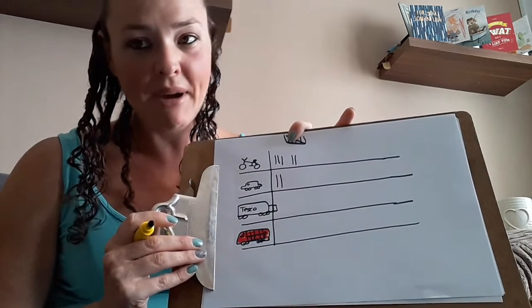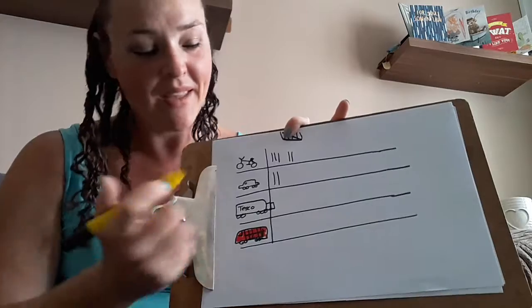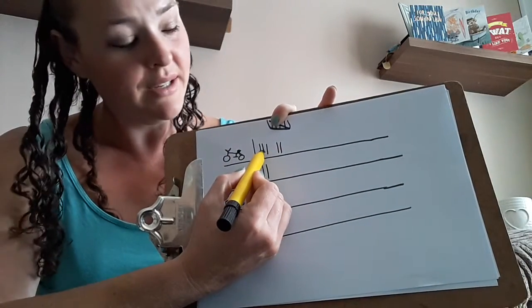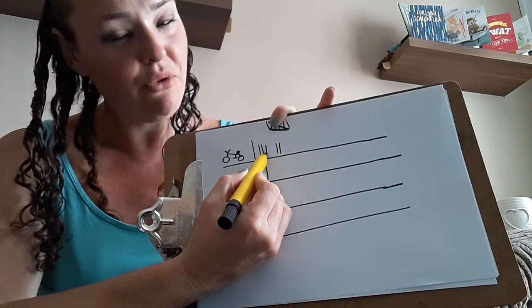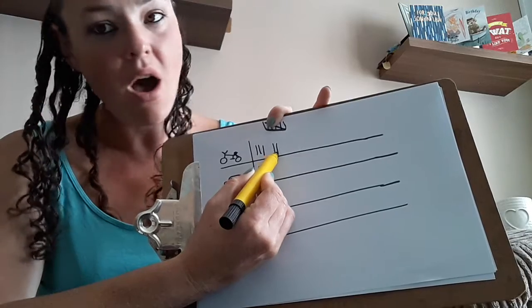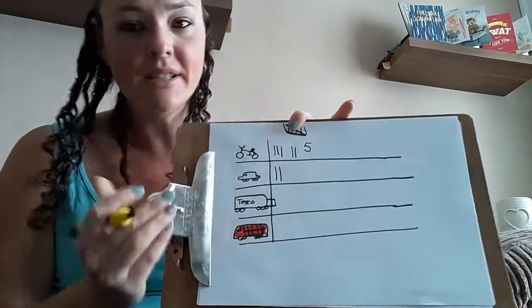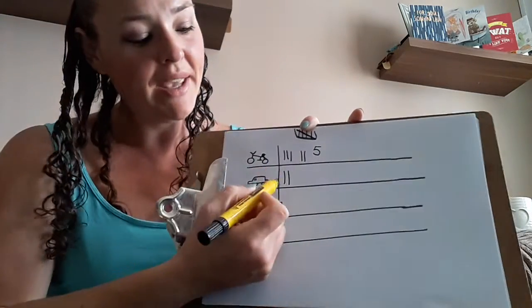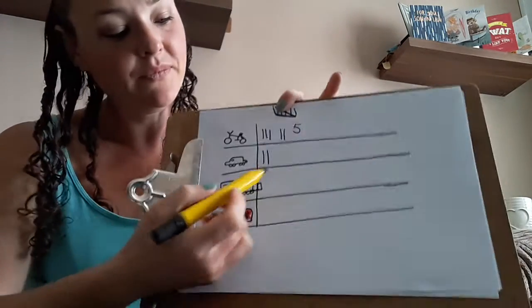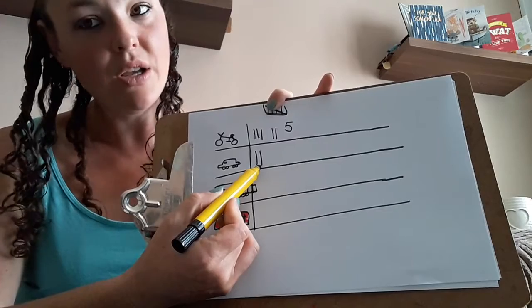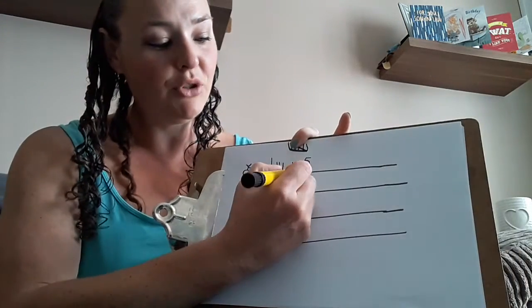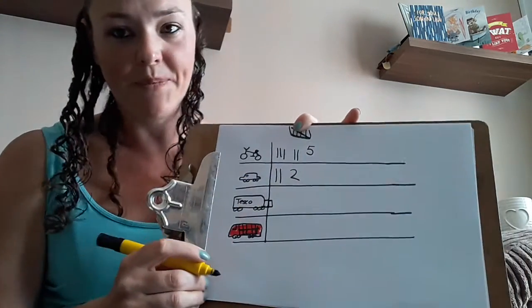Shall we count how many bikes I've seen for this video? 1, 2, 3, 4, 5 bikes. So I'm just going to write the number 5 so I can see that. Can we count how many cars? 1, 2. So I'm just going to write the 2 next to it.